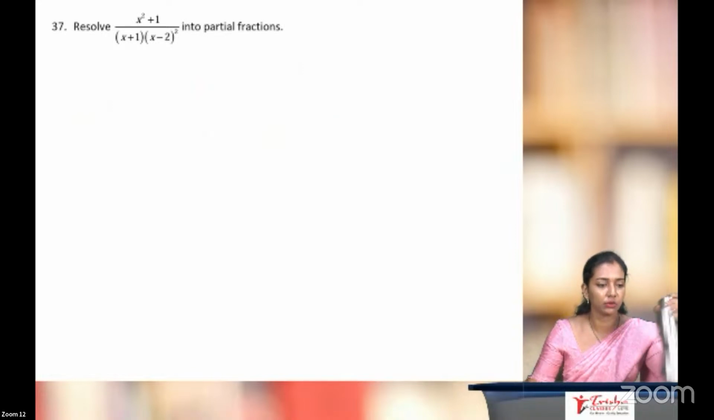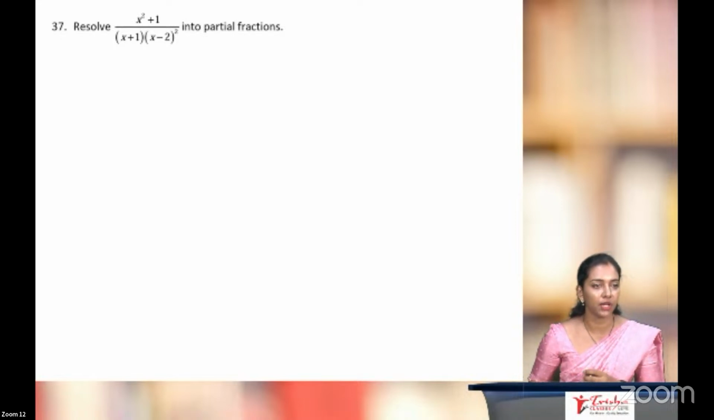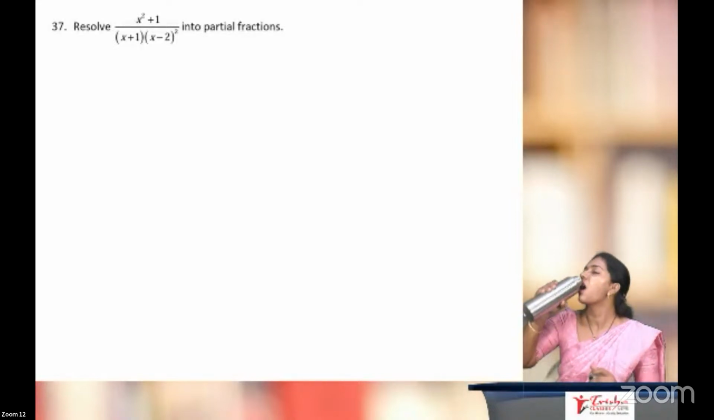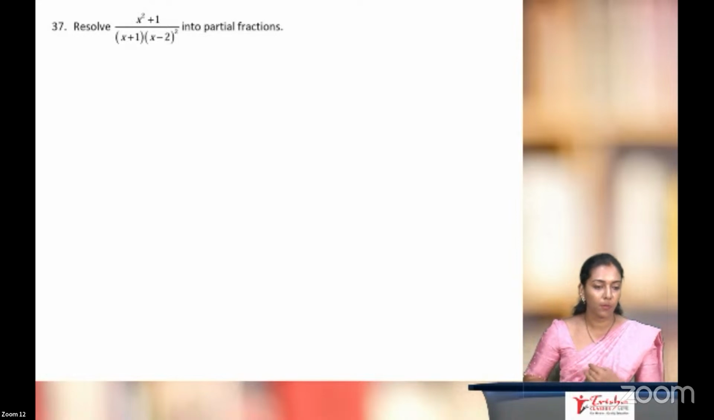Next, resolve (x square plus 1) by (x plus 1) into (x minus 2) whole square into partial fractions. So under partial fractions, you have problems which have repeated factors in the denominator. So such problems you can expect.